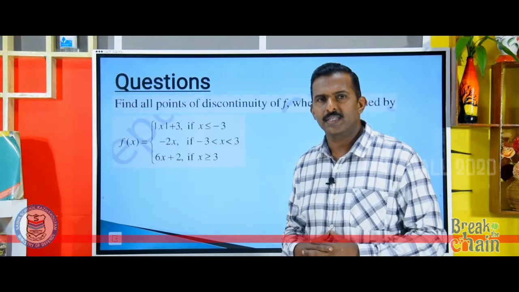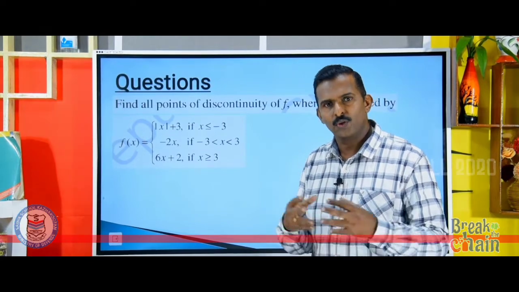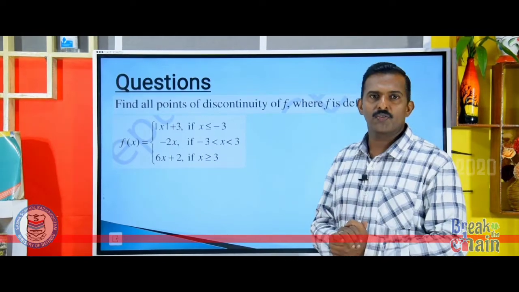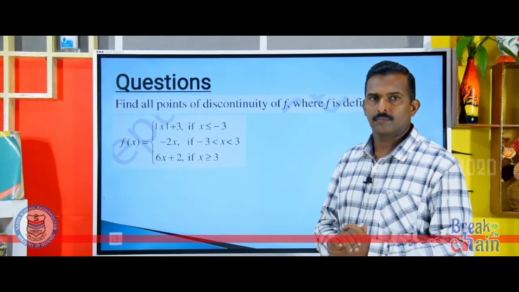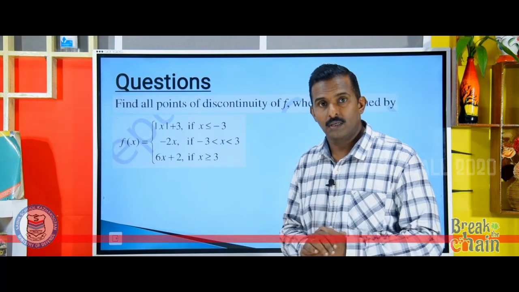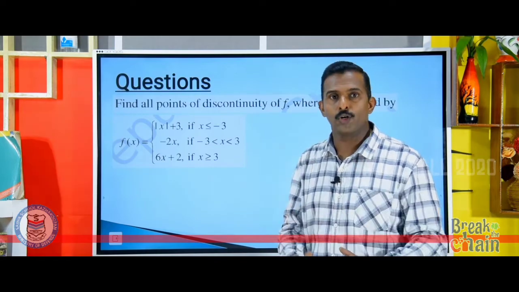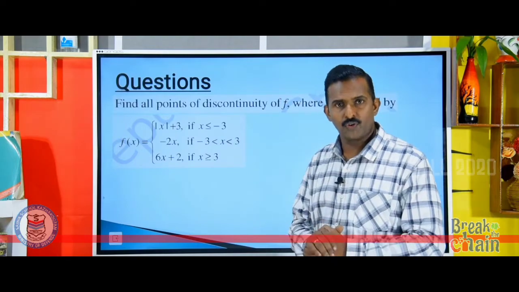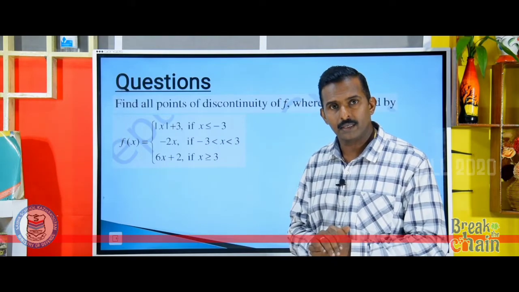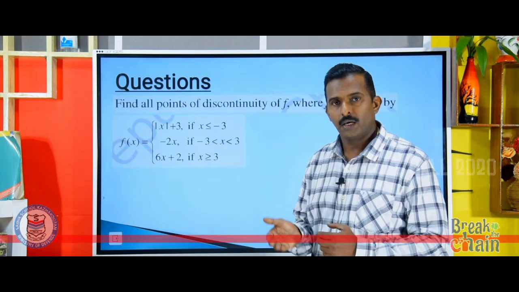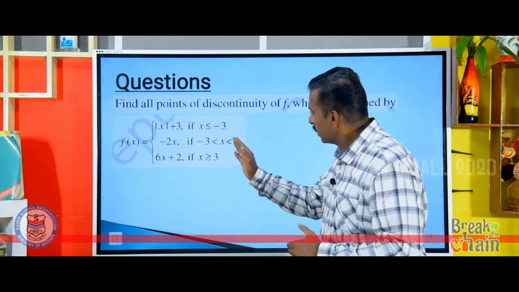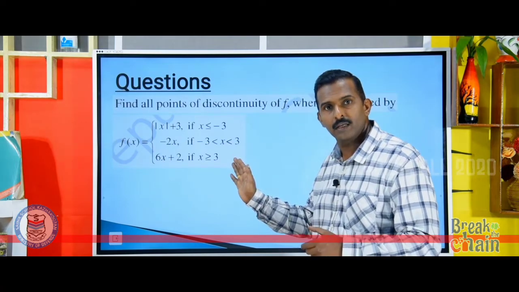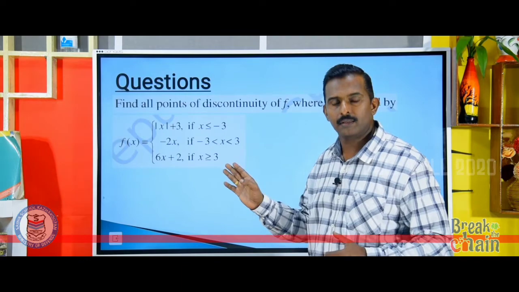We will go through two questions which are usual questions that come in the topic of continuity. Find points of discontinuity of this function. Now this is also a function which is defined in the entire domain of real numbers, as it is defined for every number which is less than -3, including -3. It is defined for every number between -3 and 3. It is defined for every number greater than 3. Therefore, the domain is R.